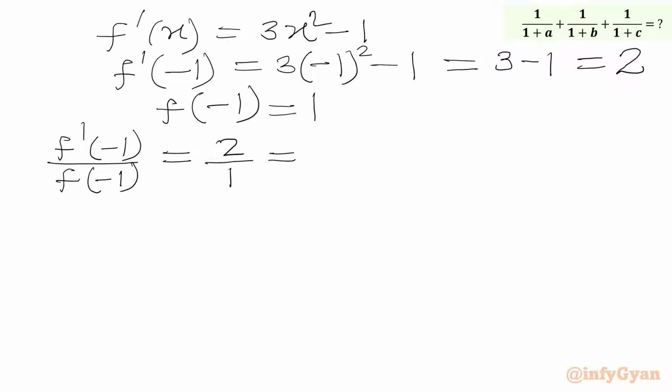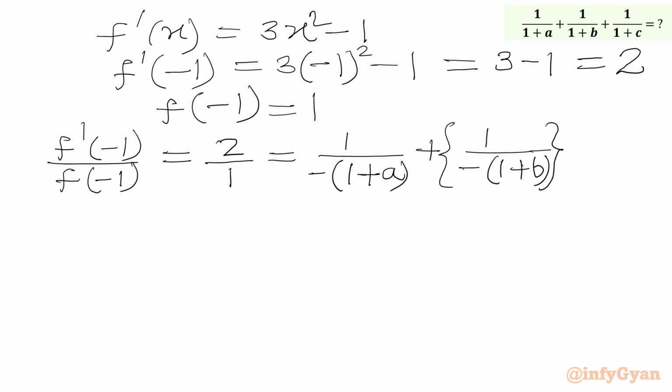In right hand side we will be writing 1 over, minus is common. So we will write 1 over 1 plus a plus 1 over, minus is common, we will write 1 plus b. Then we have to write plus 1 over, minus is common. In the bracket we will write 1 plus c.